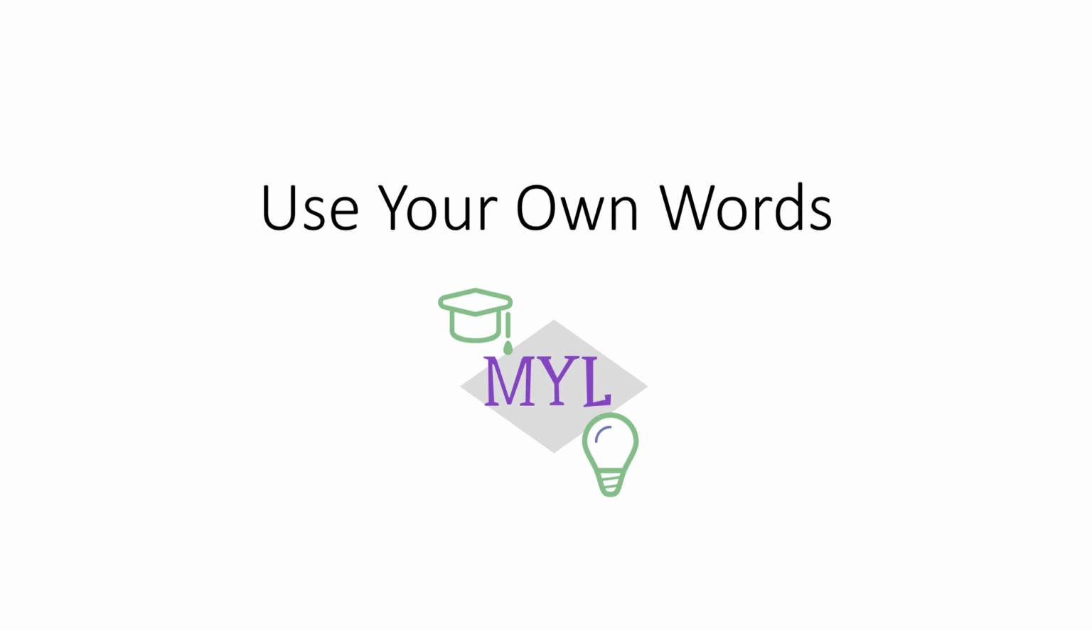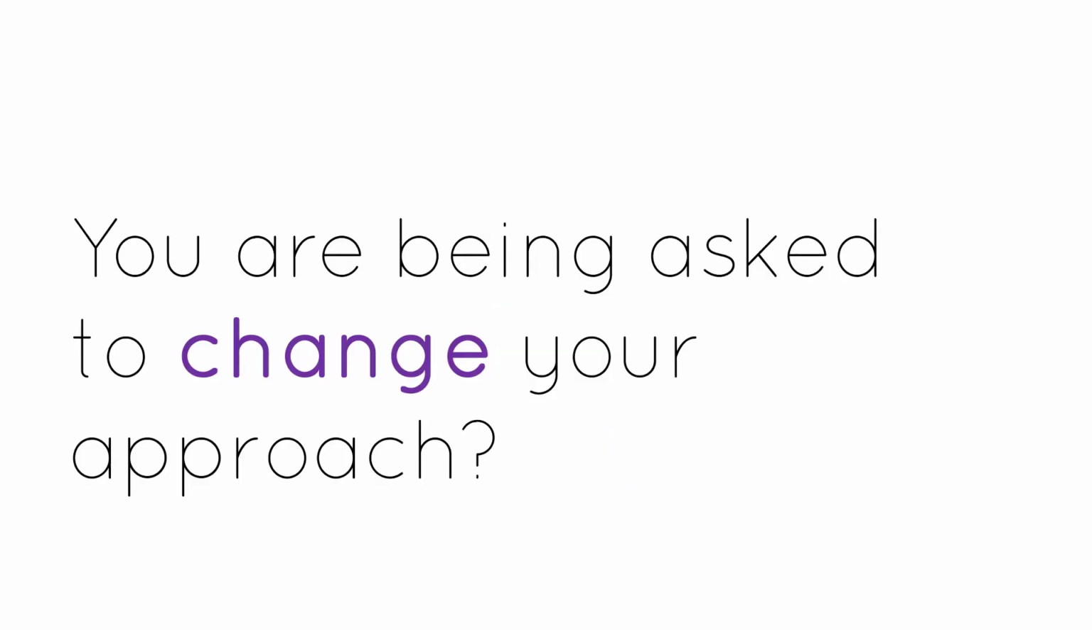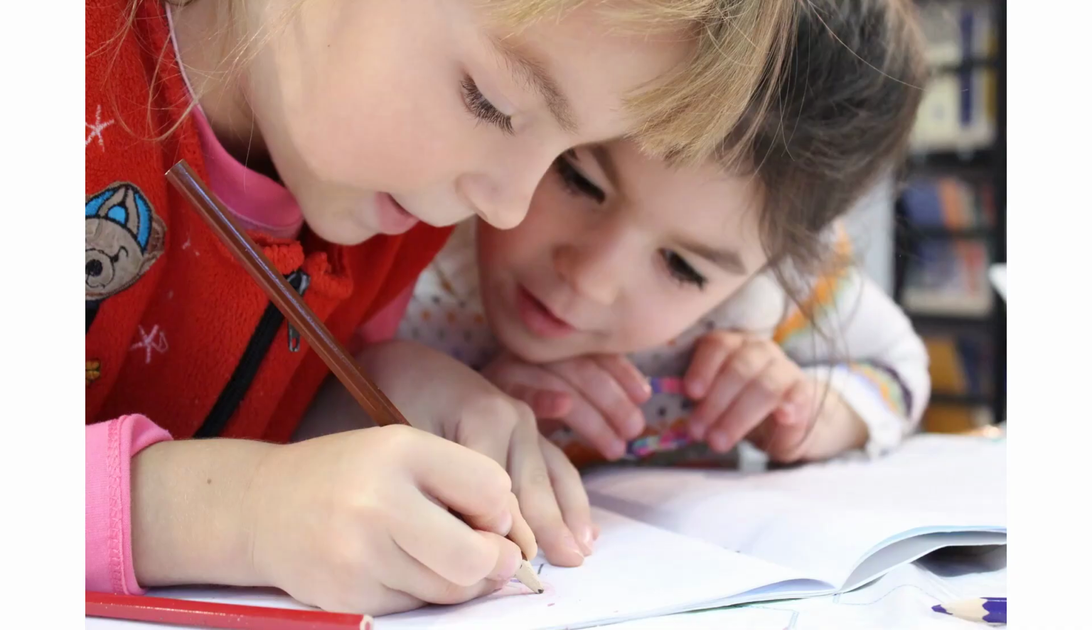In this video, we're going to examine the SQA's logic behind the use your own words question. And by the end of this video, I think you're going to understand really clearly that in secondary school, and at National 5 in particular, you are being asked to change your approach to close reading. It's changed fundamentally from how you used to do it in primary school.